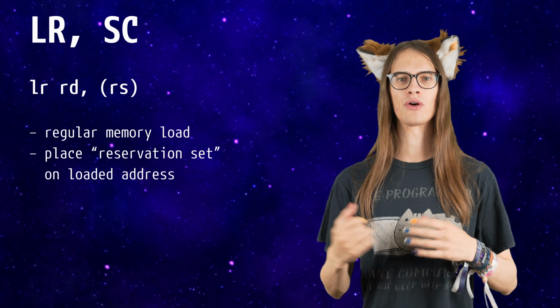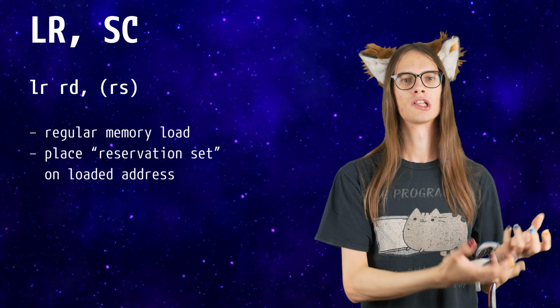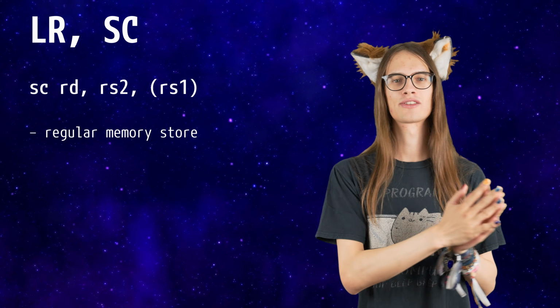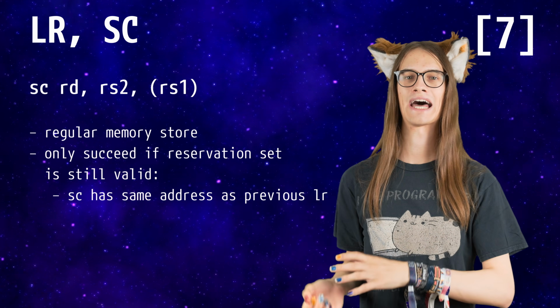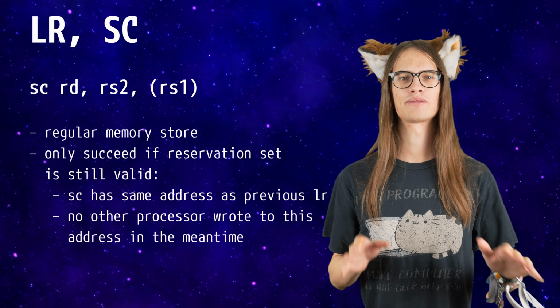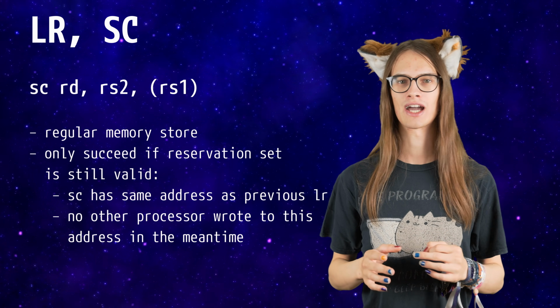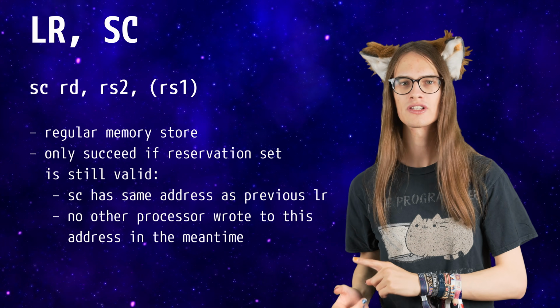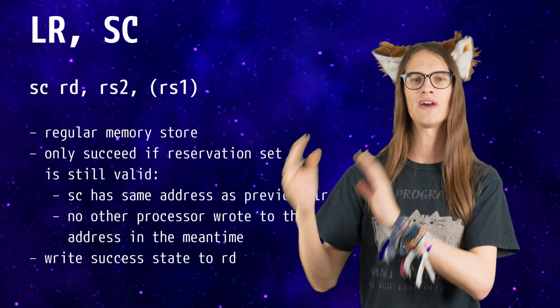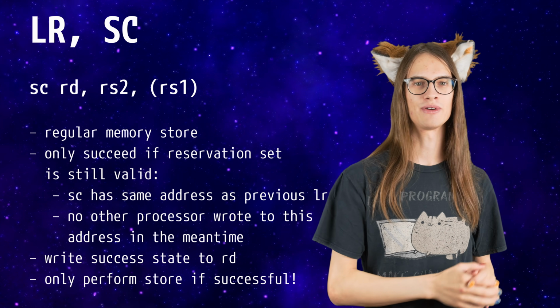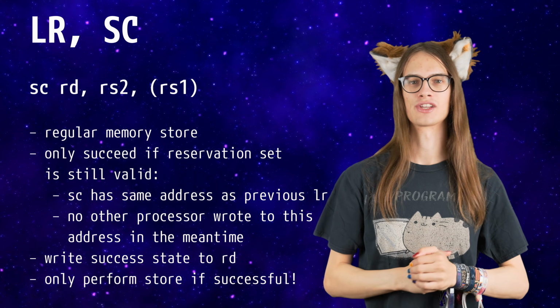First, we execute a load reserved, which is a normal memory load, but also makes a reservation on the address we just loaded from. Then, sometime later on, we can execute a store conditional, which seems like a normal memory store, but is actually special. If the store conditional is to the same address as the last load reserve, and no other processor has written to that address in the meantime, it succeeds and performs the store and writes 0 to the destination register. Otherwise, it fails and does not store to memory and writes non-zero to the destination register.